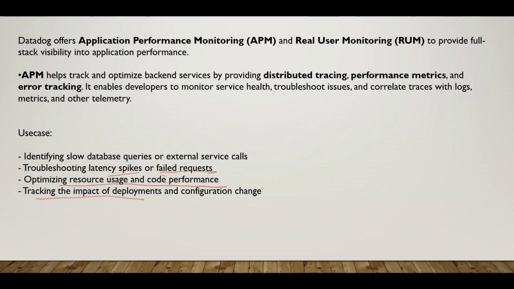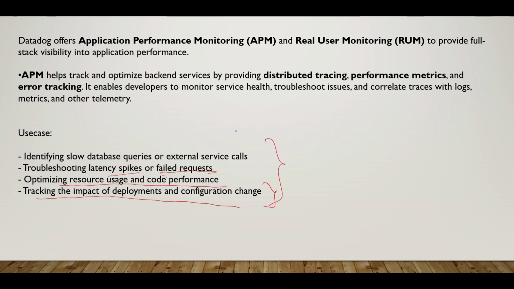Next, tracking the impact of deployment and configuration changes. For example, if you make any changes and afterwards you feel that it is getting slow or your application is not working properly, or after deployment you can quickly identify that it is not working fine, then what you can do? You can roll back your changes. For all those purposes, we are using APM.